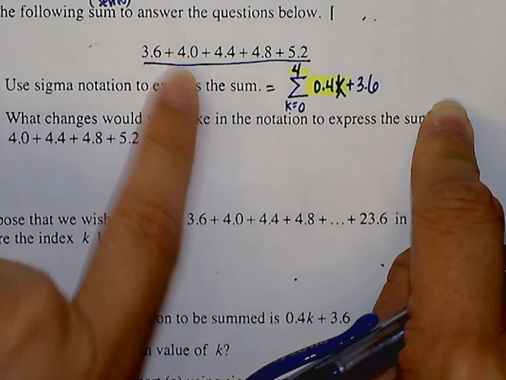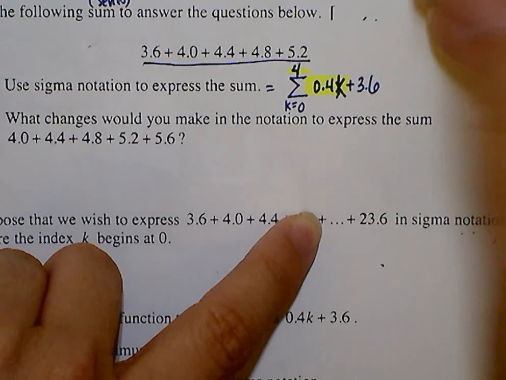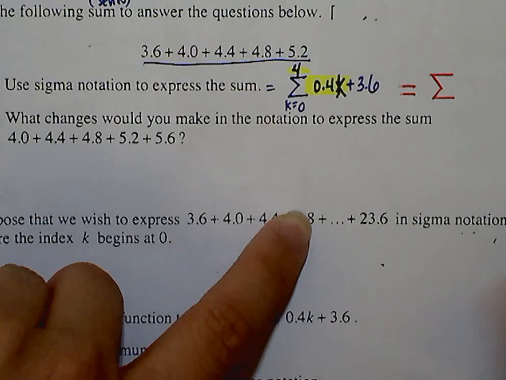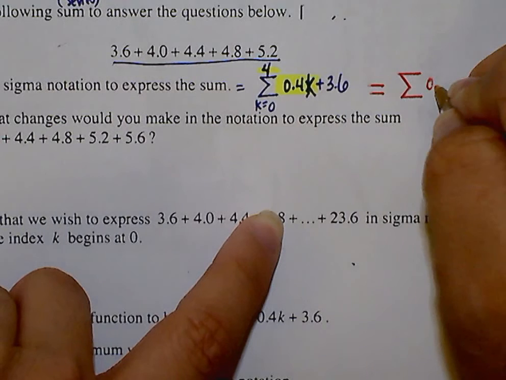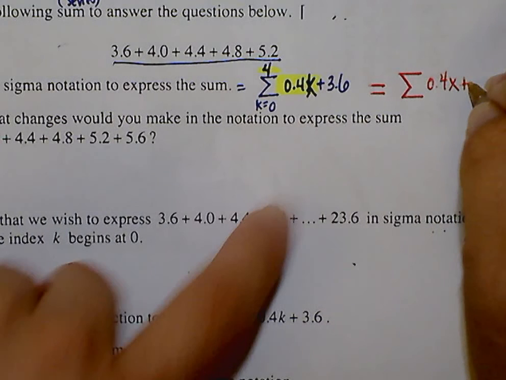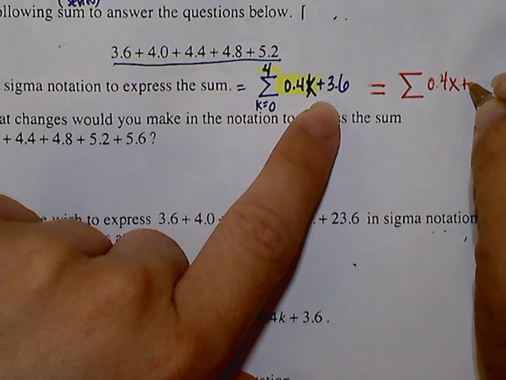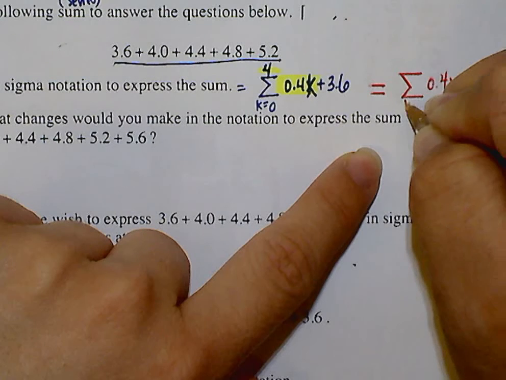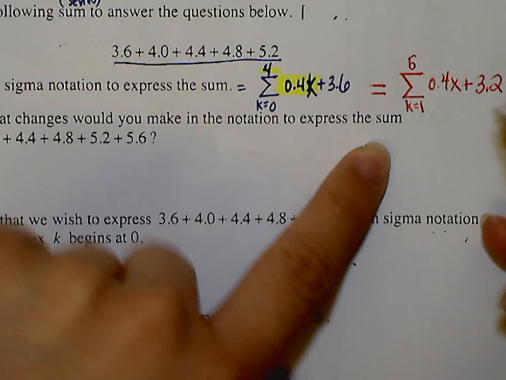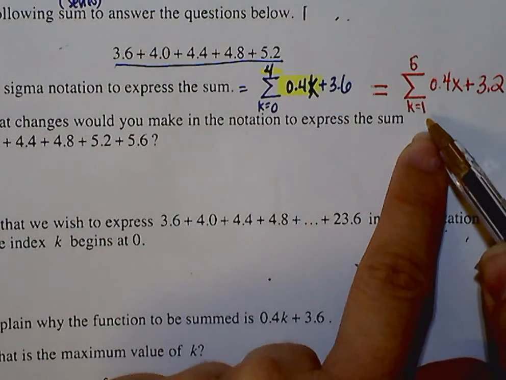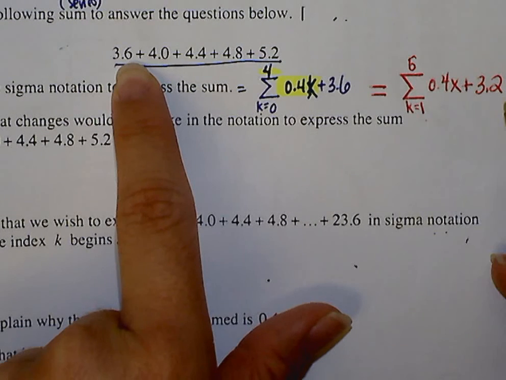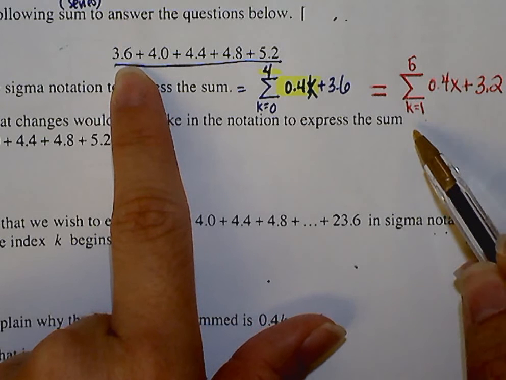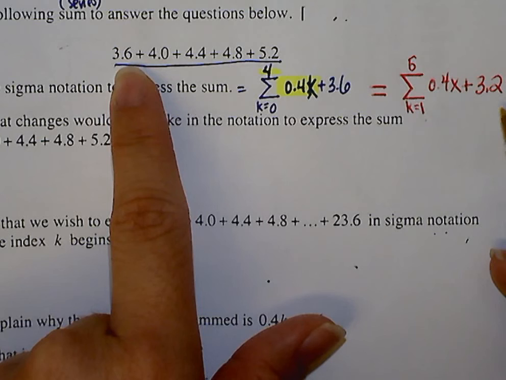Some of you guys said it a little differently. So how did somebody else say it? 0.4K plus 3.2 when you're starting at 1. If you're starting at 1, then for your first one, you have to get all the way up to 3.6, so you have to do 3.2 plus 0.4. So if you start at 1, your beginning point has to be 3.2. If you start at 0, then your beginning point is 3.6.